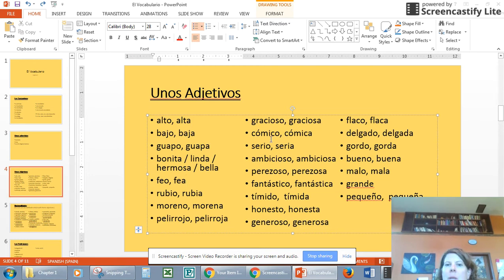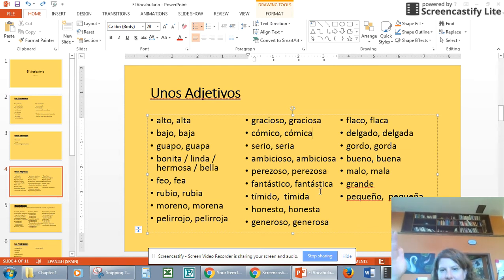Gracioso, graciosa. Cómico, cómica. These four words pretty much mean the same thing. They mean funny. So, two ways to talk about someone being funny. You might remember this one more because it looks like comical. The thing that you have to remember though is cómico, cómica. There's an accent. So, pick which one's easier for you. Serio, seria, that means serious. You could say somebody is un estudiante serio. So that means a very serious student. Ambicioso, ambiciosa, ambitious. That one kind of looks like what it's saying. Perezoso, perezosa, lazy.